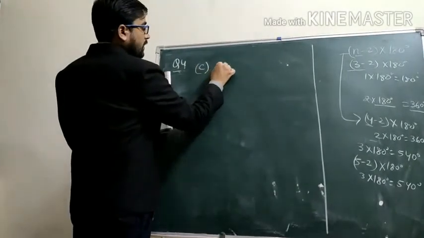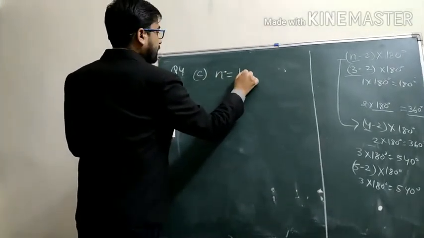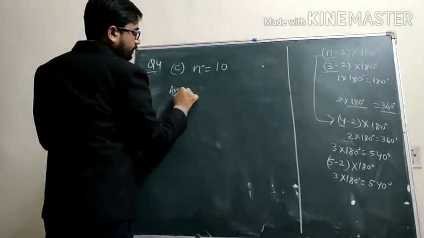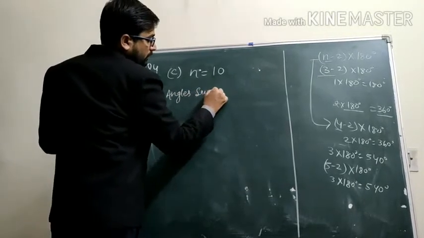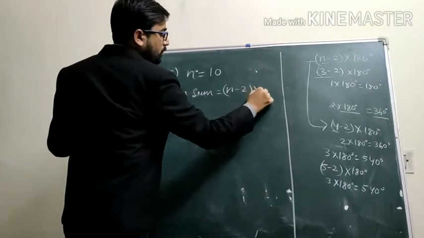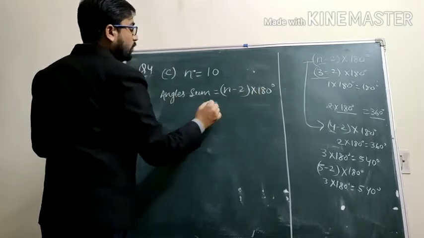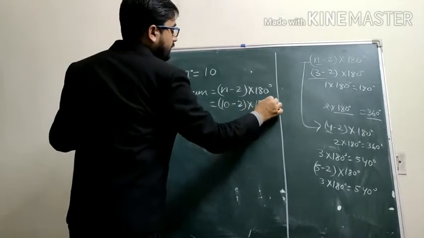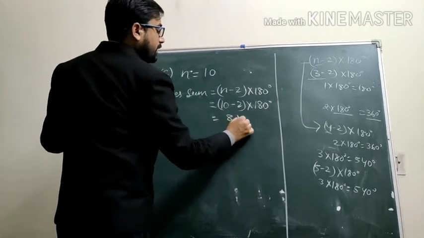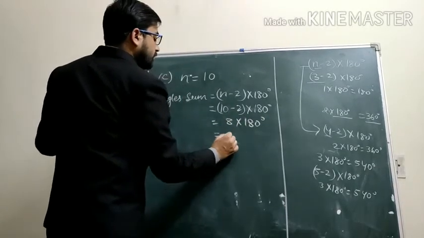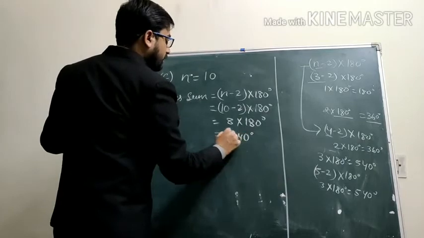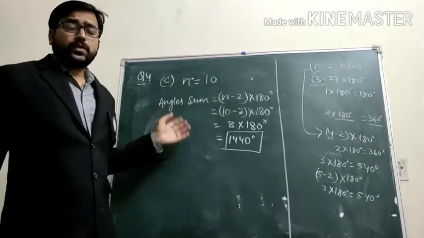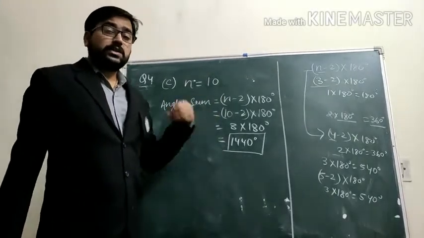Now see, n equals 10. Angle sum is equal to n minus 2 into 180 degrees. Now put n equals 10. 10 minus 2 into 180 degrees. 10 minus 2 gives 8. 8 into 180 degrees gives 1440 degrees. So with the help of this formula, you can find the angle sum of an n-sided polygon.